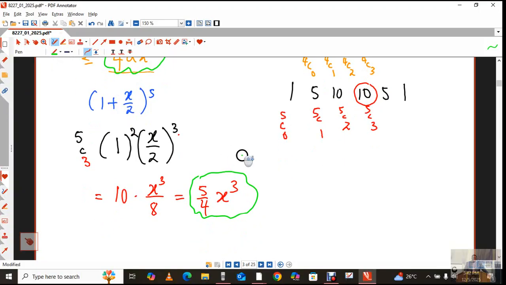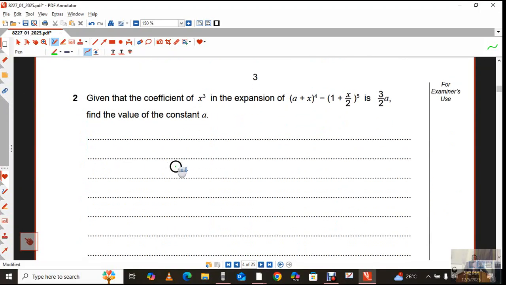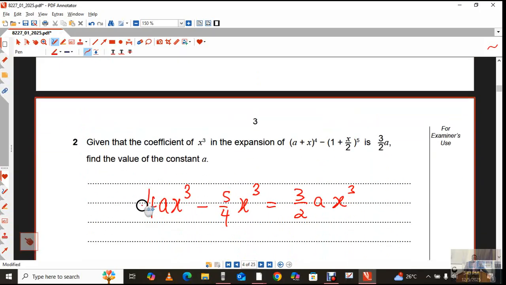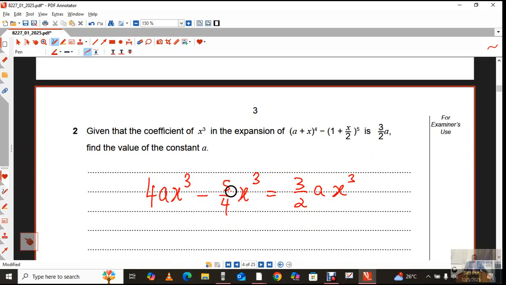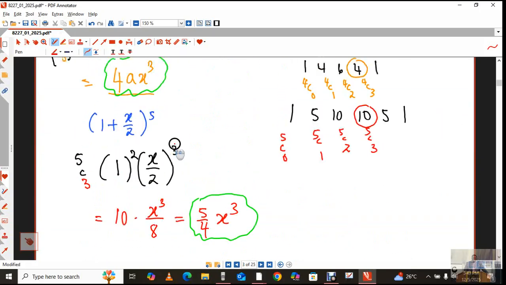And I'm going to go to my answer space, and I'm going to take those coefficients that I just worked out. The first one was 4a x raised to the power of 3, and if you minus the other one, 5 over 4 x cubed, this should give me 3 over 2a x cubed. That's what it says, right? So I know where my 4ax cubed and 5 over 4x cubed are coming from.